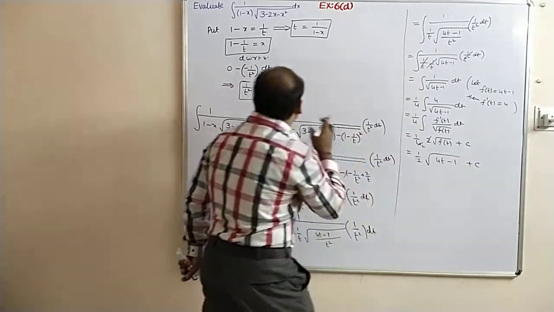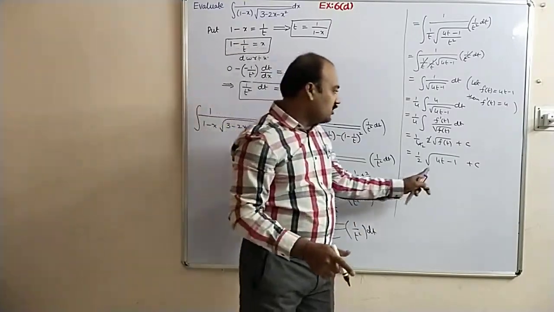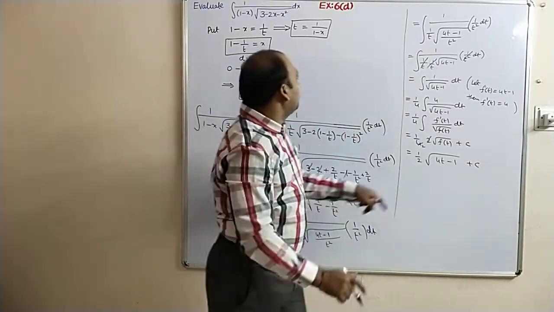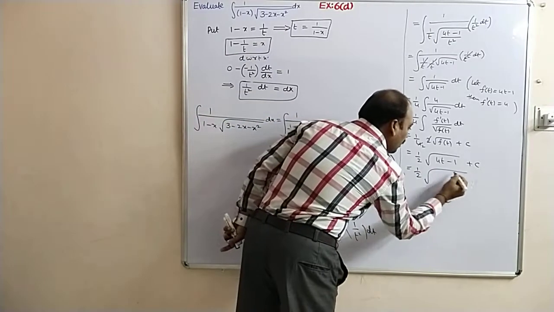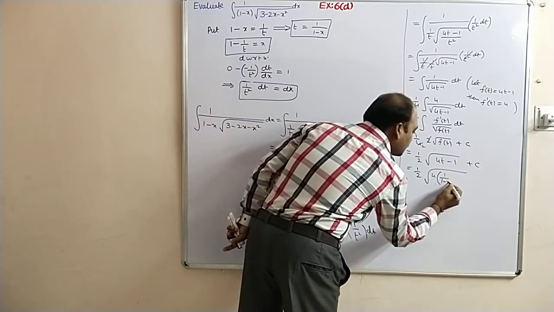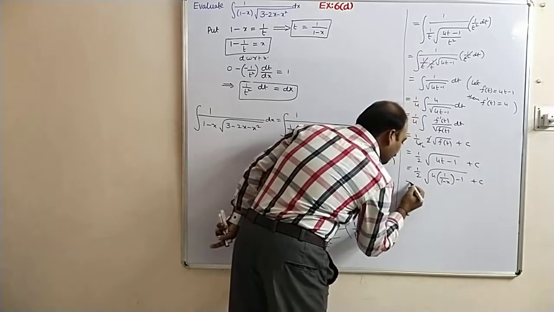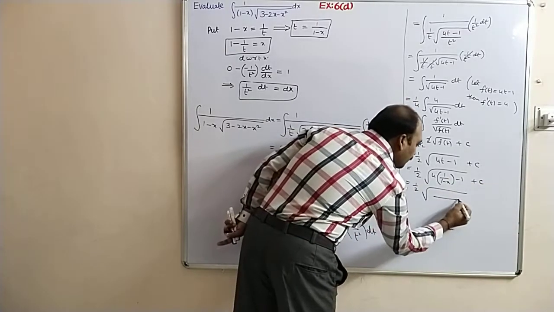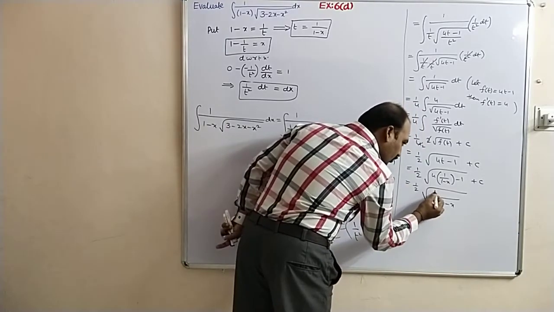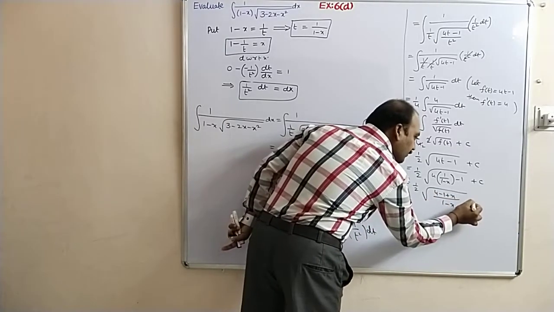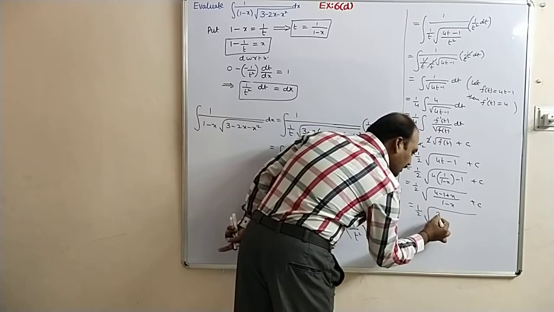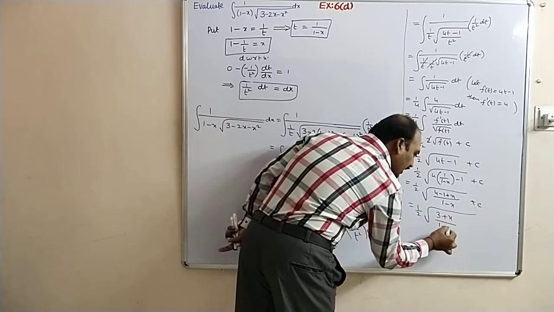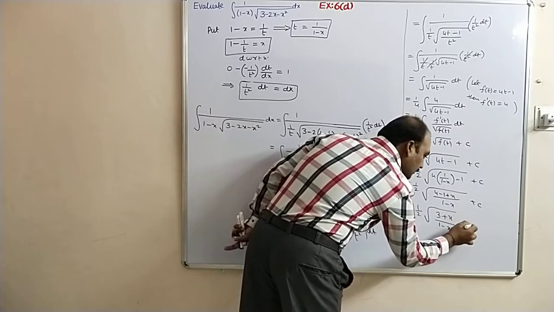But the question is in terms of x, so you have to give the answer also in terms of x. Wherever t is there, you have to replace it with 1 by 1 minus x, which is equal to 1 by 2 into square root of 4 into 1 by 1 minus x minus 1 plus c. Taking 1 minus x as the LCM, 4 minus 1 plus x plus c. If you simplify, it is 1 by 2 into square root of 3 plus x divided by 1 minus x plus c.